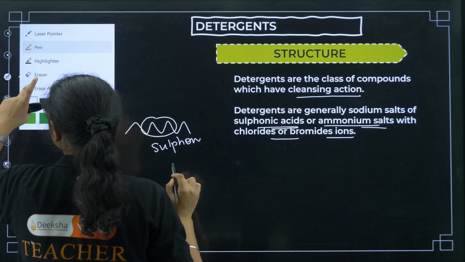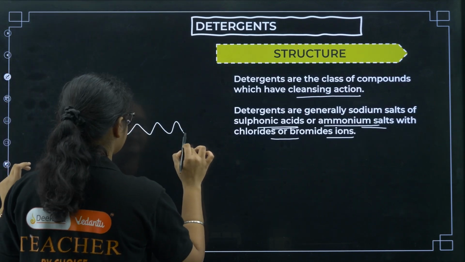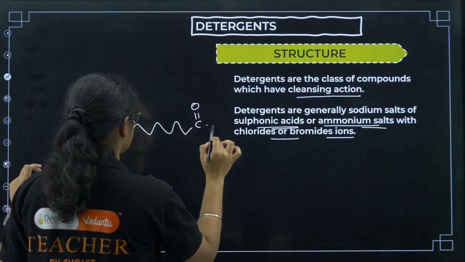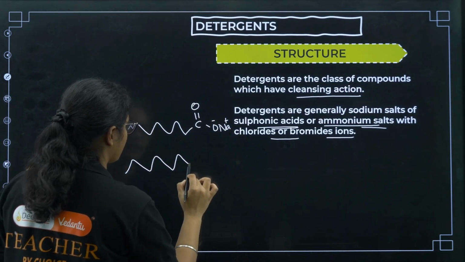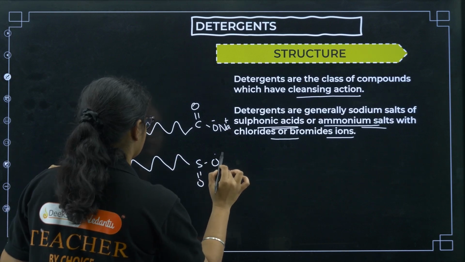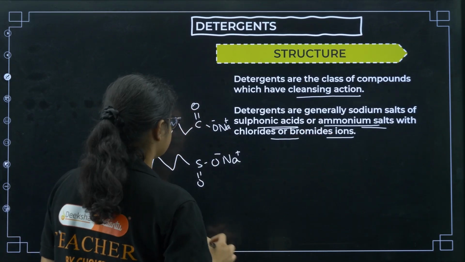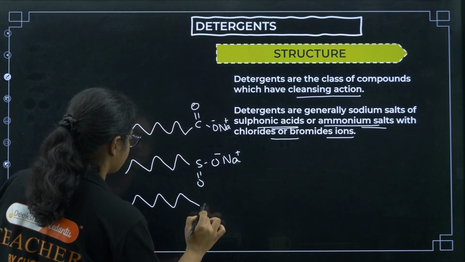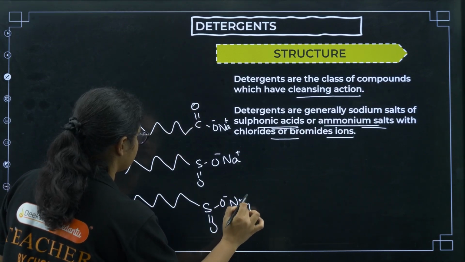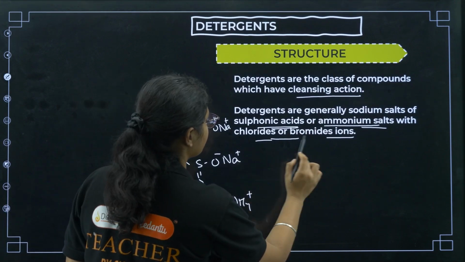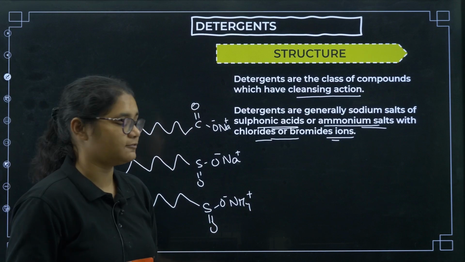sorry, not like this. If you see soap, it is like this, right? Carboxylic acid salts are there. But in case of detergents, what do we have? We have sulfonic acids. You have salts of sulfonic acids or ammonium salts, which means you have it like this. Ammonium salts are present, or you can even have chloride or bromide ions. These are not carboxylic acids, these are sulfonic acids.